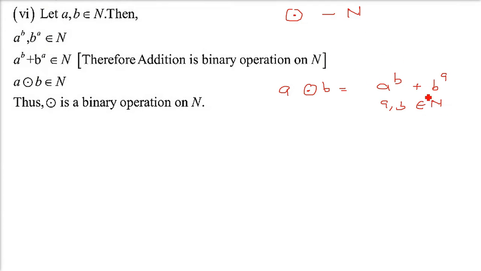So A and B should belong to natural numbers. Then we will check whether A to the power B plus B to the power A belongs to the natural numbers. If it belongs to the natural number set, it is a binary operation. If it does not belong to the natural number set, it is not a binary operation.